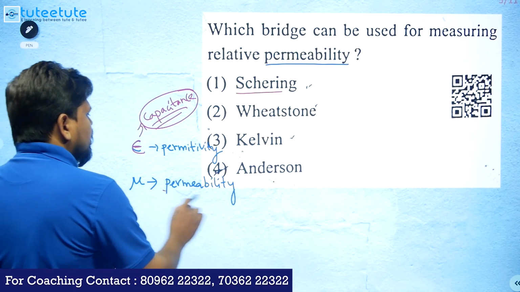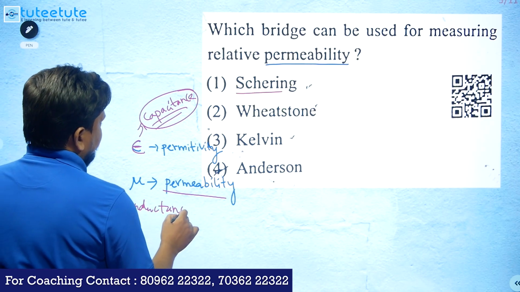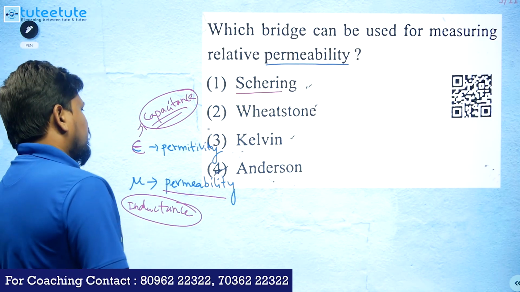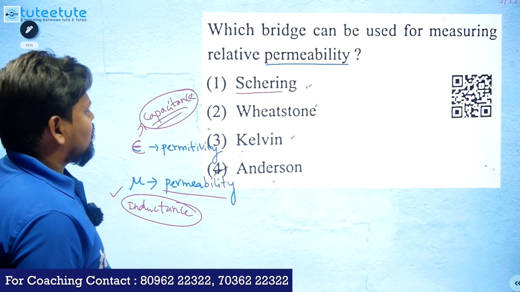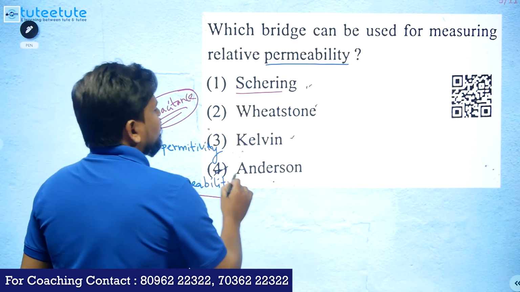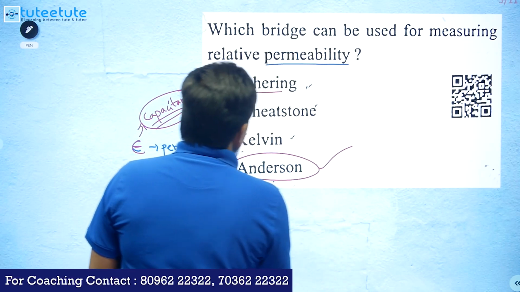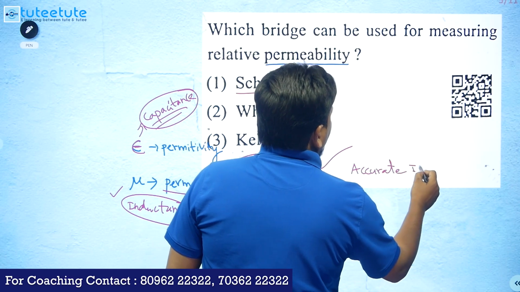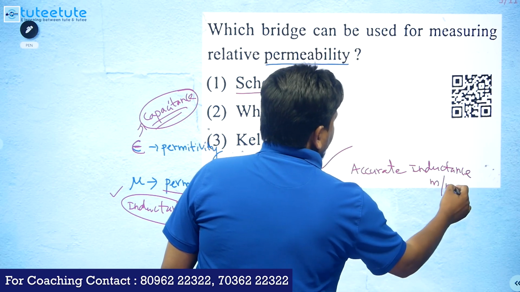Now permeability is the property of inductance, an inductive material property. For the permeability calculations, which bridge will be used? See here, Wheatstone bridge is only for resistance, Kelvin's double bridge is only for resistance, so remaining is Anderson's bridge. Anderson's bridge is generally used for accurate inductance measurement.